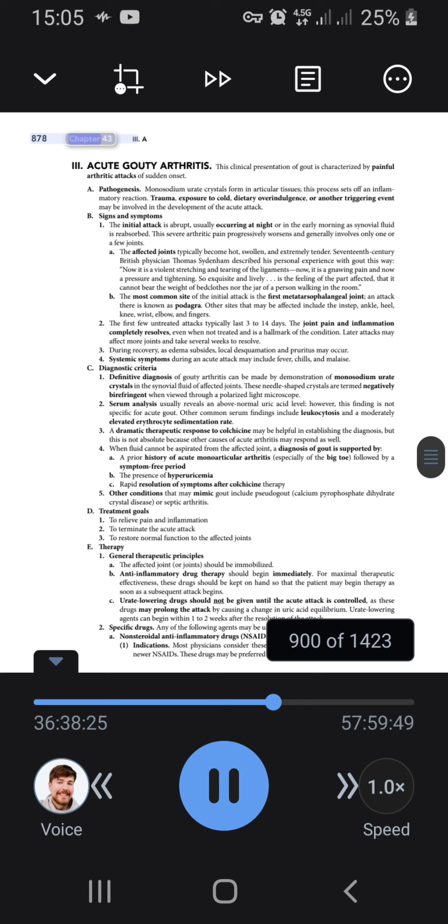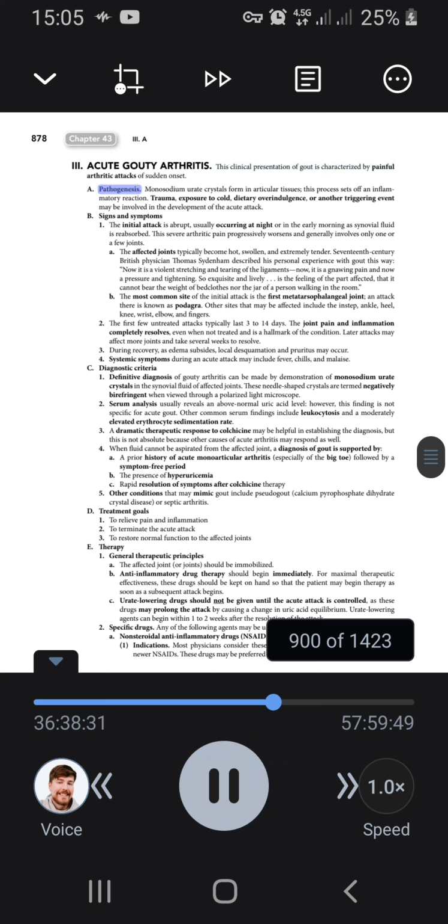878, Chapter 43. Third, acute gouty arthritis. This clinical presentation of gout is characterized by painful arthritic attacks of sudden onset.